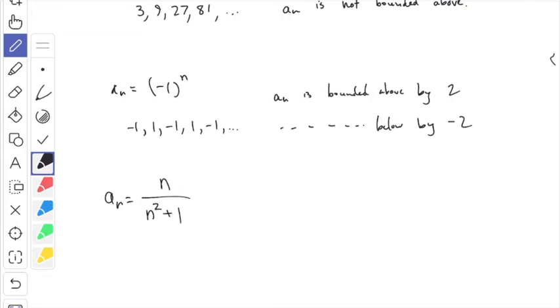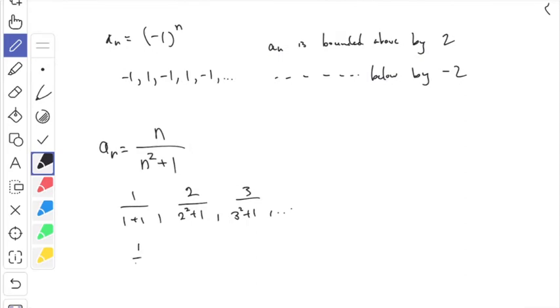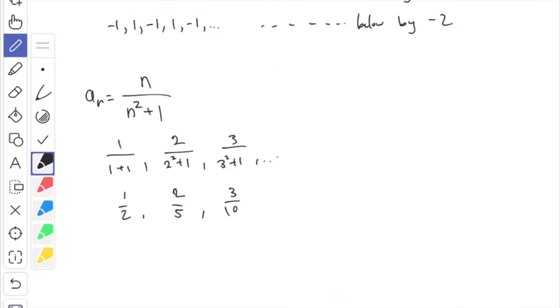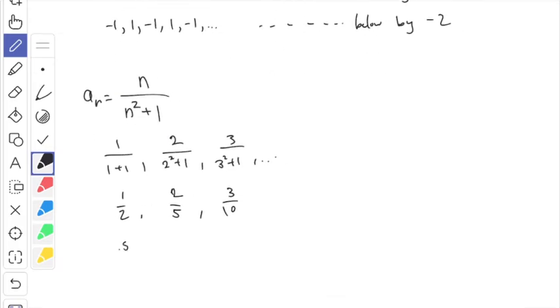So if I were to write the terms, the first is 1 over 1 plus 1. The next would be 2 over 2 squared plus 1. 3 over 3 squared plus 1, etc. This is a half. This is 2/5. This is 3/10. So just for the purposes of comparing these numbers, that's 0.5, 2/5 is 0.4, 3/10 is 0.3.